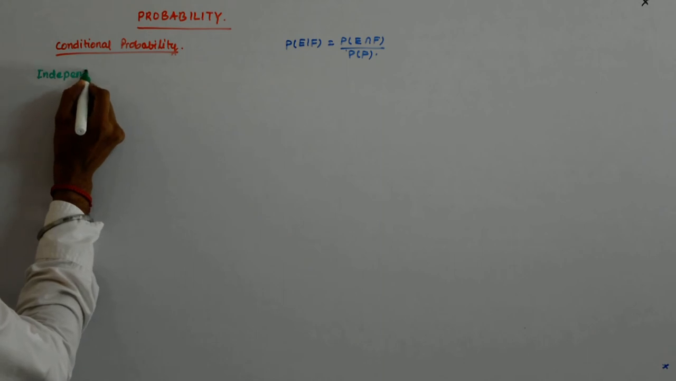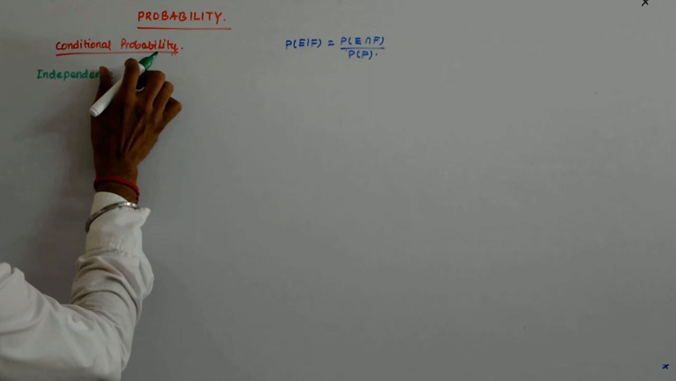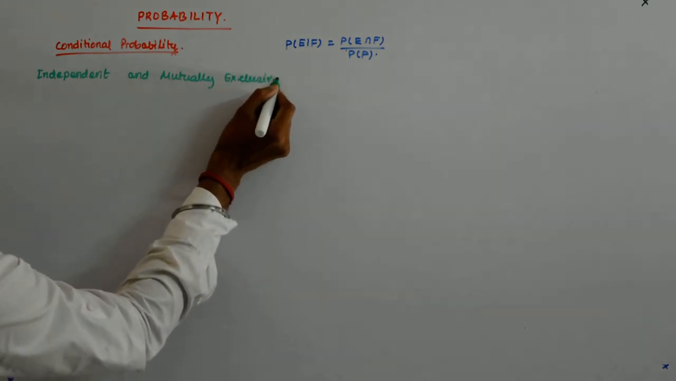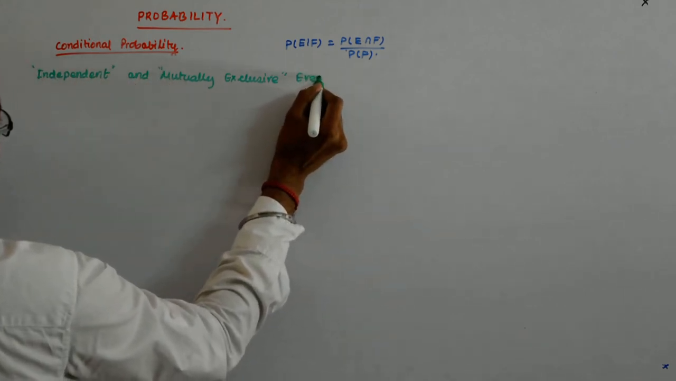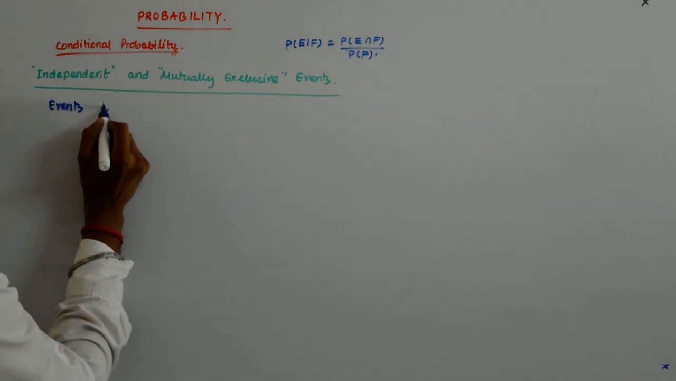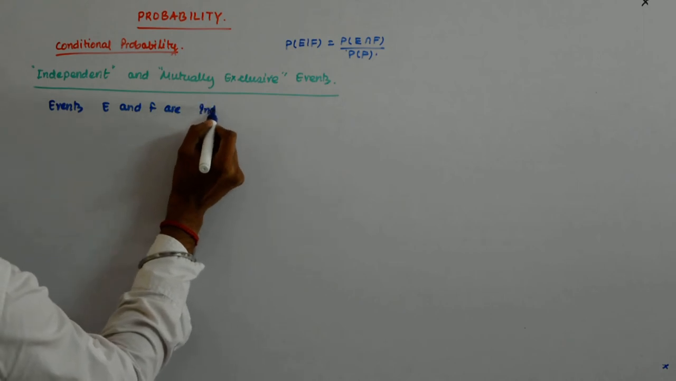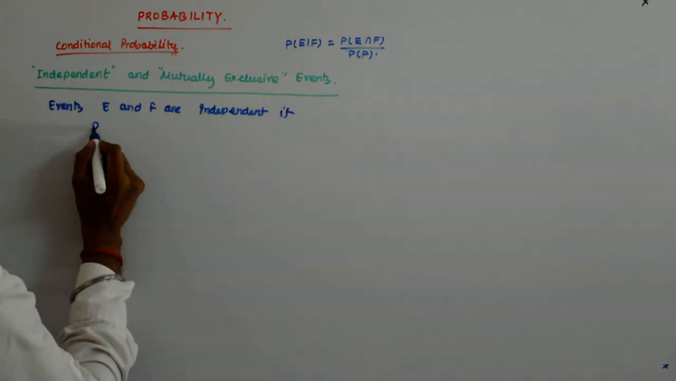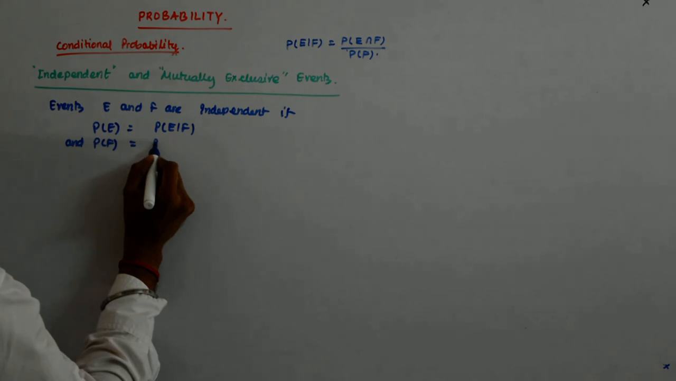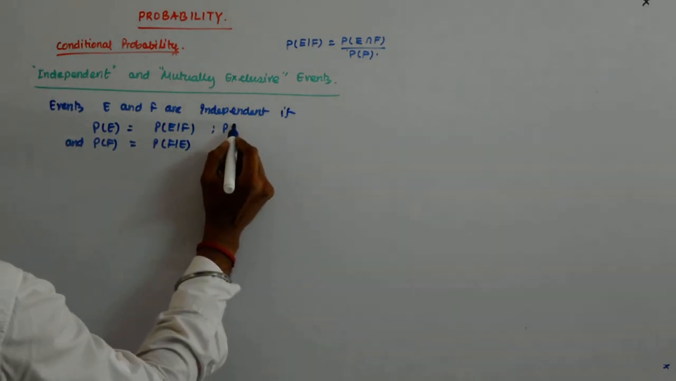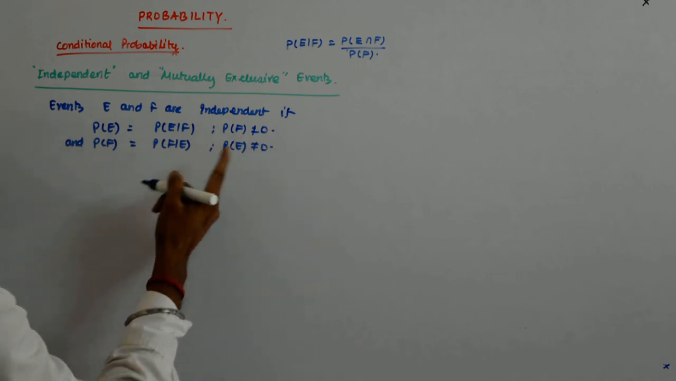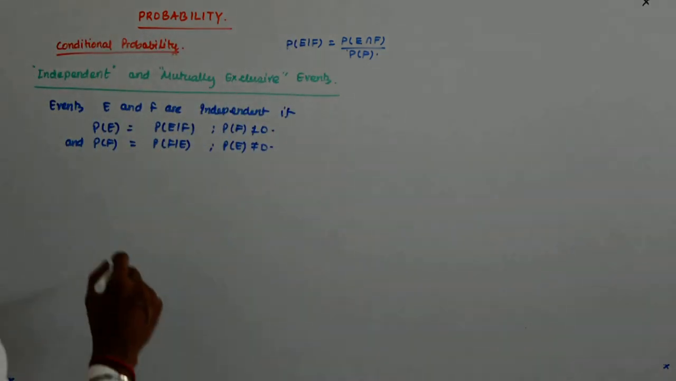Independent and mutually exclusive events. Events E and F are independent if PE is equal to PE given F, and PF is equal to PF given E. Obviously, here PF is not equal to 0, and here PE is not equal to 0. Why that? Because that comes in the denominator.